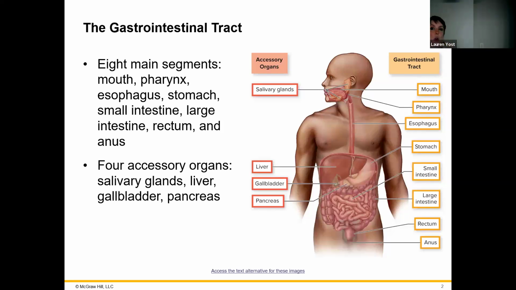We have 4 accessory organs that provide enzymes for the digestion process, which is the whole role of the gastrointestinal tract: the salivary glands, the liver, the gallbladder, and the pancreas.